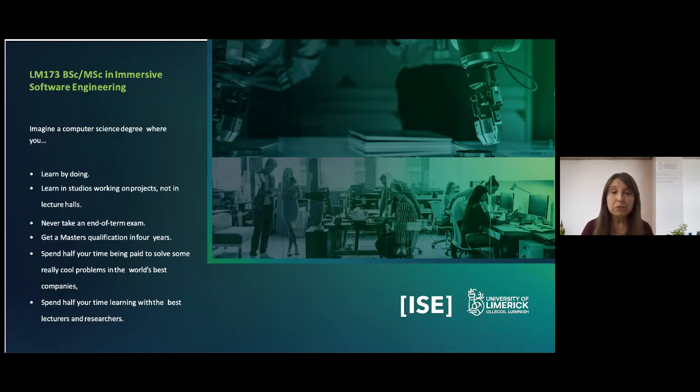You spend half of the time learning with the best teachers, lecturers and researchers on campus, but half of your time is spent in companies, being paid, in what we call residencies, to solve problems, to be treated as a professional from basically the end of the first year, and really changing the world. So these are the essential traits of ISE.